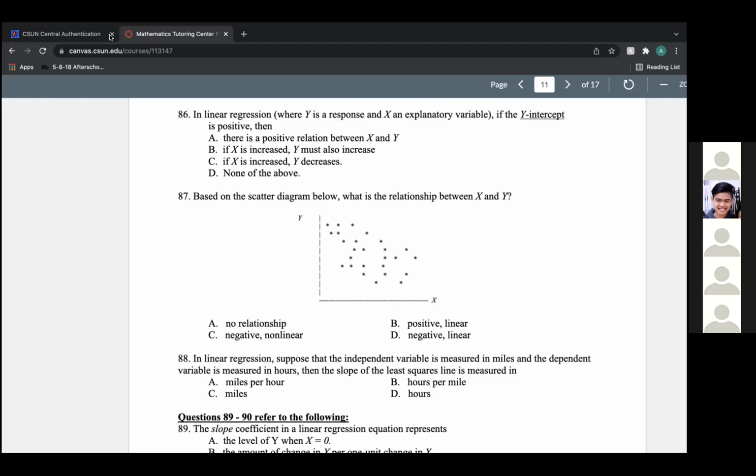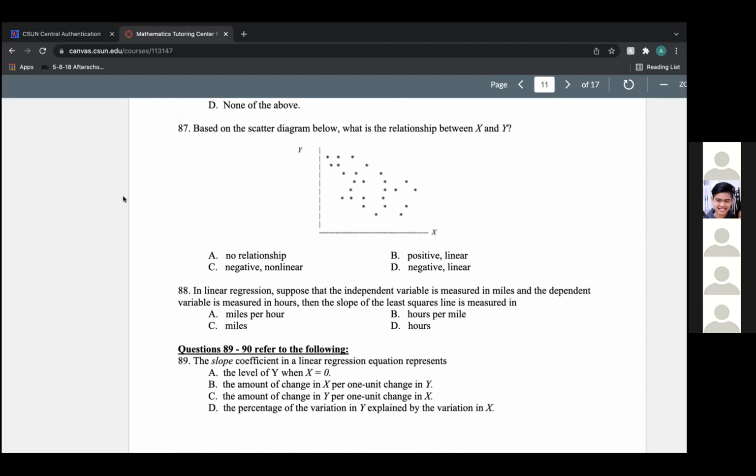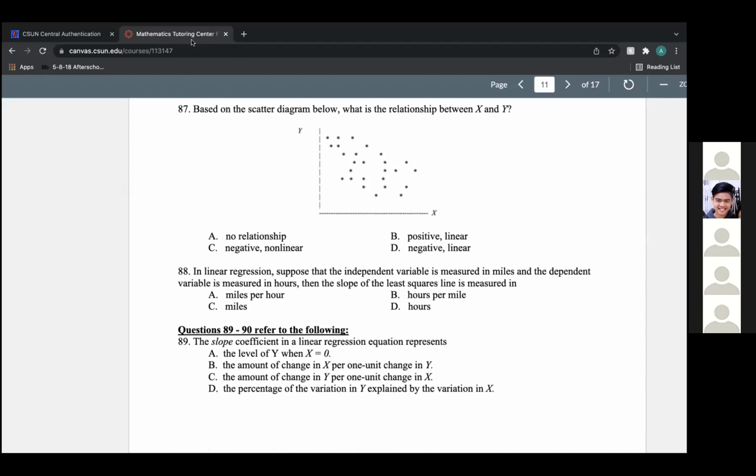Anahit, make sense? Yes, thank you. 87. Based on the scatter diagram below, what is the relationship between x and y? Well, it seems moderately linear and certainly negative. So I would go D.